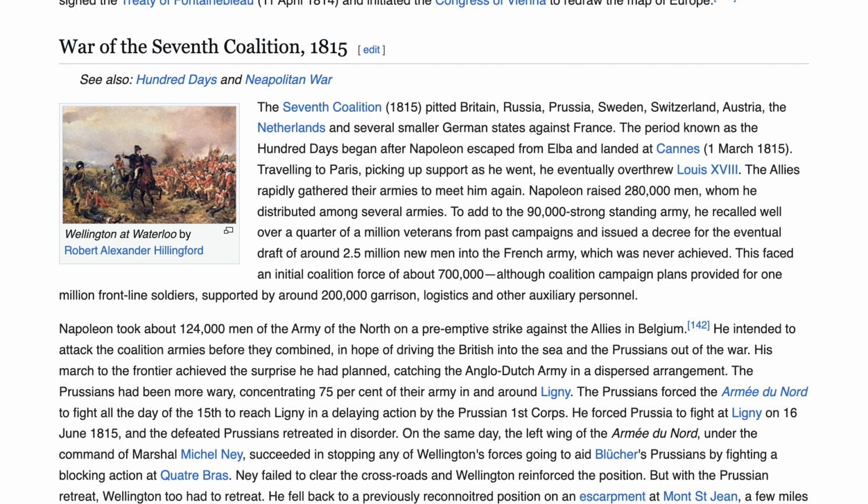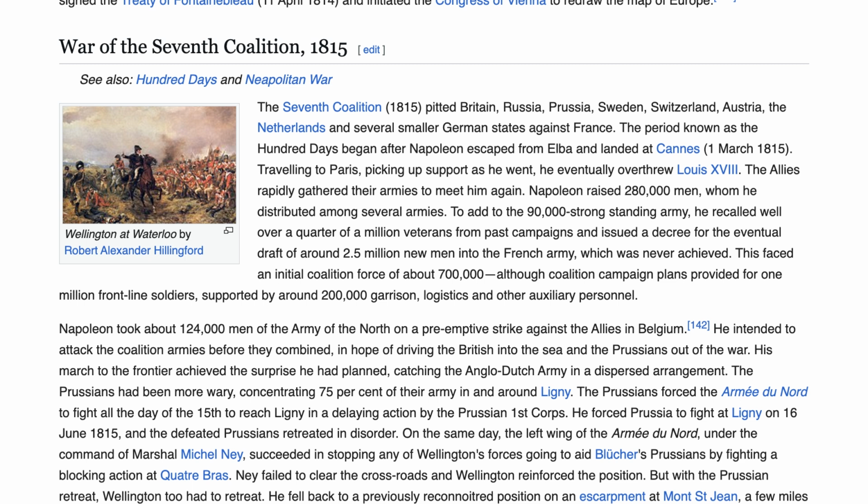This faced an initial coalition force of about 700,000. Although coalition campaign plans provided for 1 million frontline soldiers, supported by around 200,000 garrison, logistics and other auxiliary personnel, Napoleon took about 124,000 men of the Army of the North on a pre-emptive strike against the Allies in Belgium. He intended to attack the coalition armies before they combined, in hope of driving the British into the sea and the Prussians out of the war.